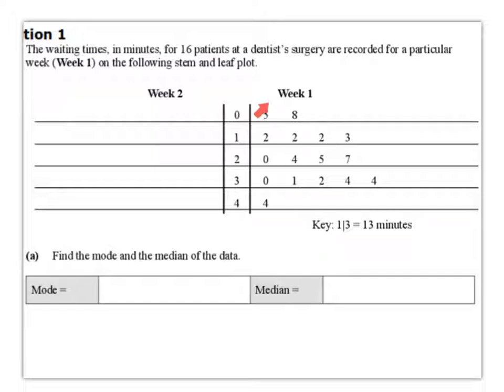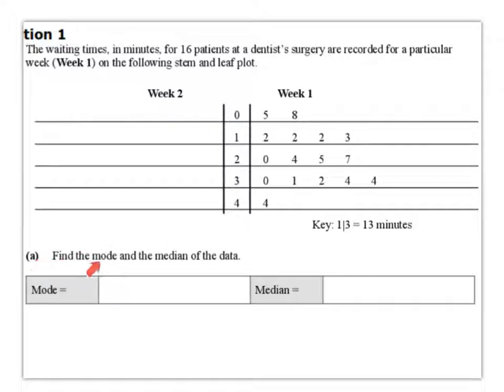For example, this patient spent 5 minutes at the surgery. This patient spent 1, 2, which makes 12 minutes at the surgery. This patient here spent 2, 7, which represents 27 minutes. This patient here spent 3, 2, so 32 minutes, and so on. And here is our key, and we always have to include a key in every stem and leaf diagram.